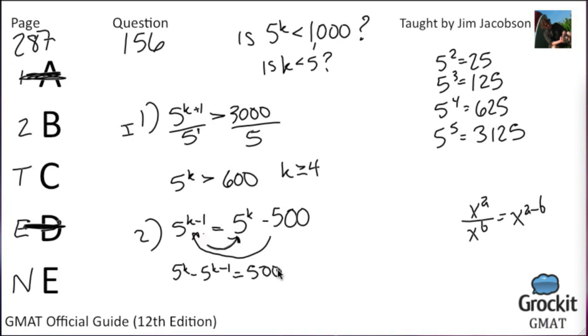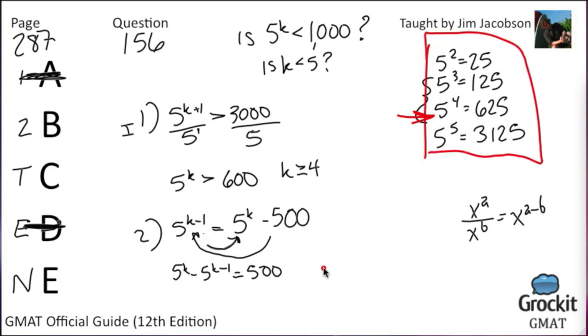Now, because we did this little bit of prefiguring over here, we can already see that the difference between 5 to the third and 5 to the fourth is 500. Between 625 and 125, it's 500, which tells us that 5 to the k is 5 to the fourth power right here. If, however, we hadn't done this helpful work in advance, we could have done this algebraically.